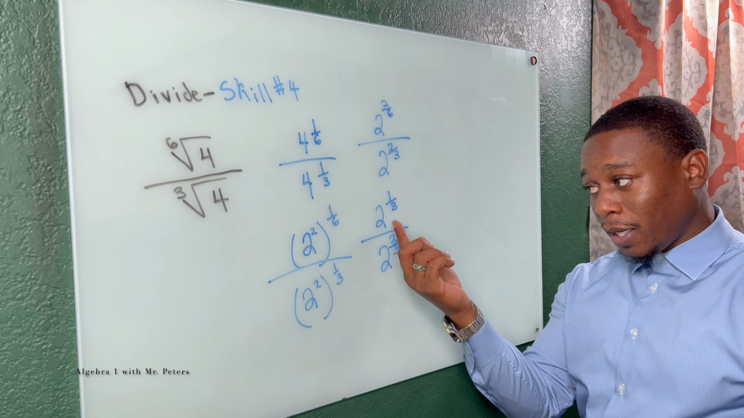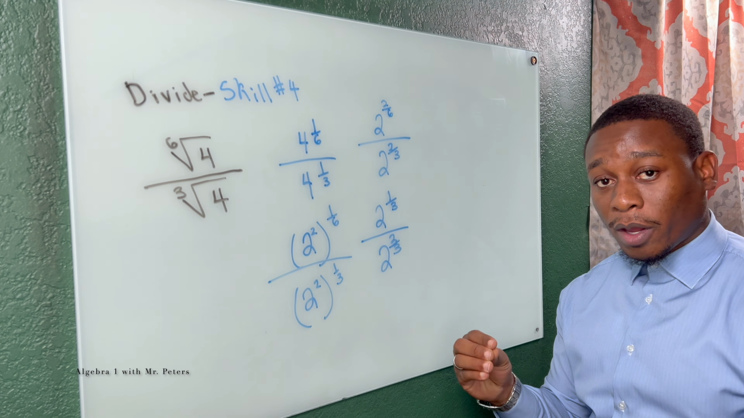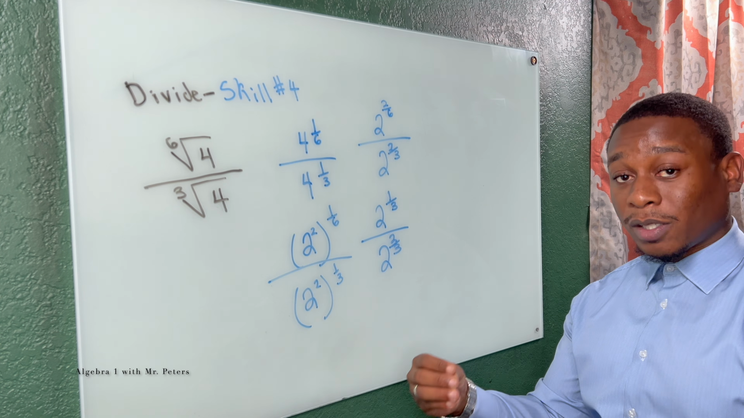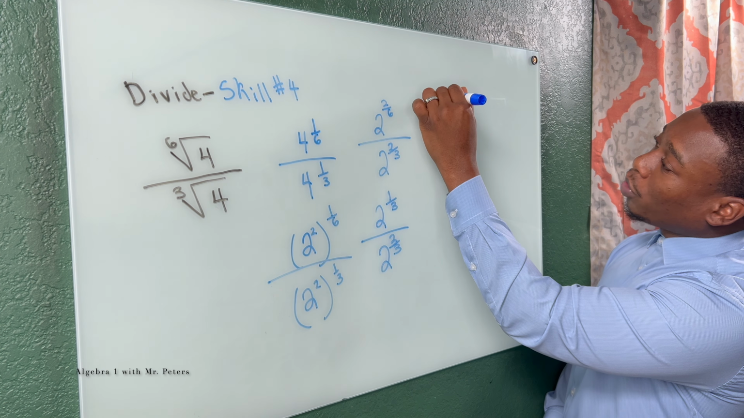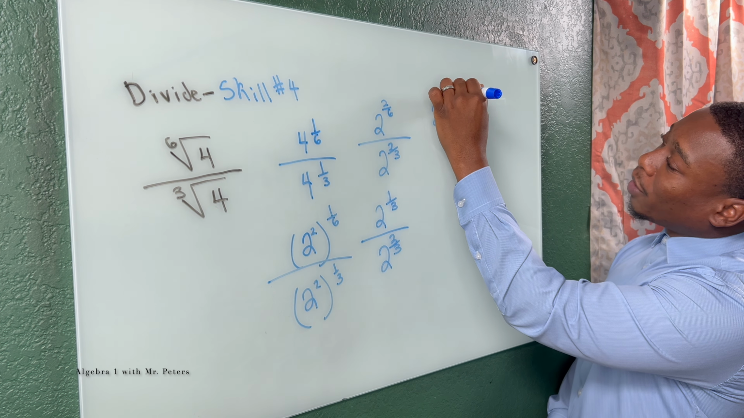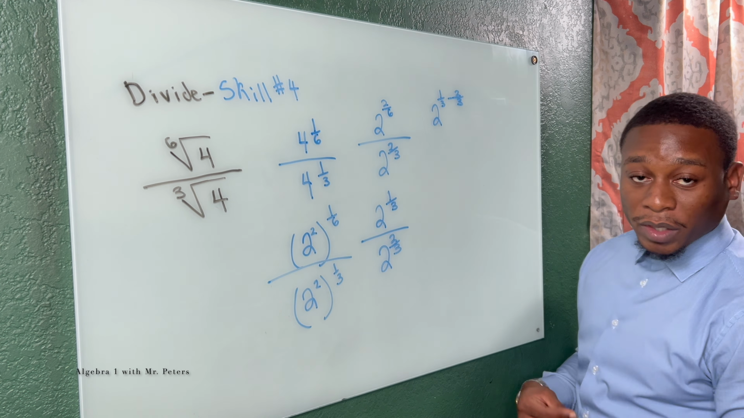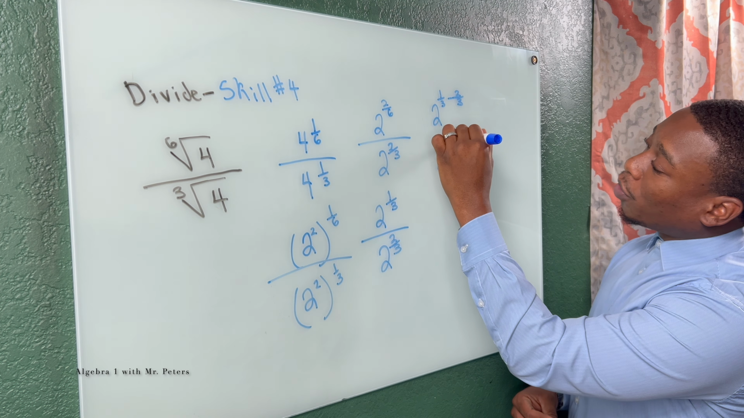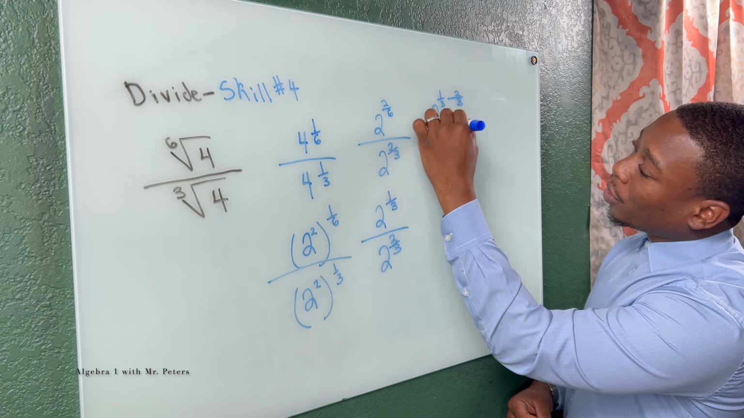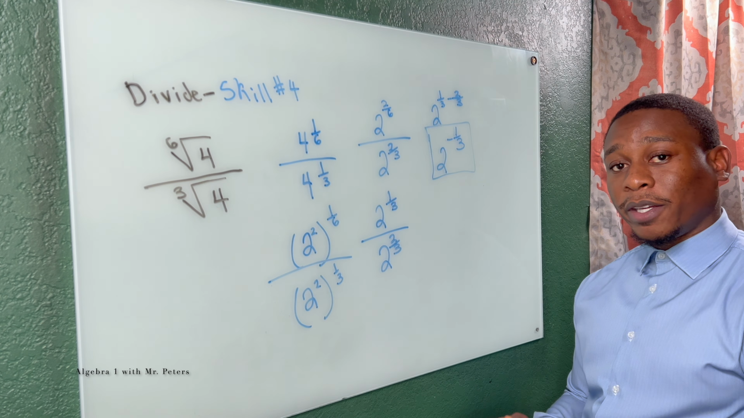Now that we have the same base and the same denominator with our exponents, we are now able to actually subtract them. So when I bring this up here, 2 to the 1/3 minus 2/3, this is going to turn into 2 to the negative 1/3 power. So this would be my final answer.